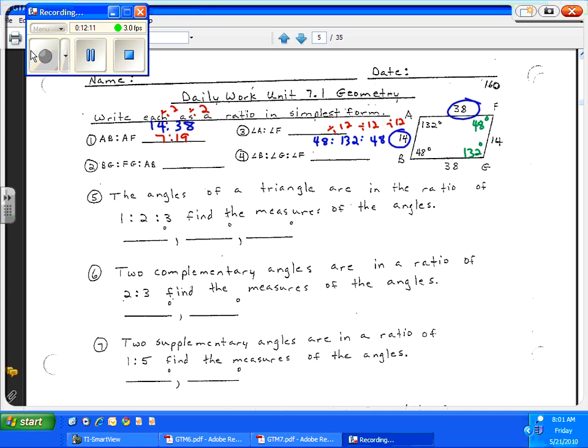12 will go into 48, 4. 12 will go into 132, 11. 12 will go into 48, 4. And so we get 4 to 11 to 4. Any questions on that?